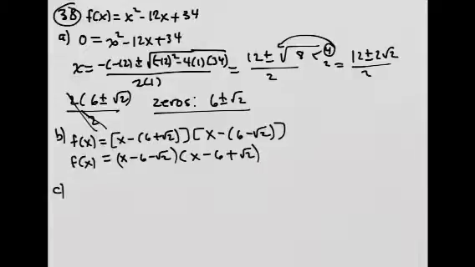And then for C, they want you to identify the x-intercepts. So because these are real numbers, 6 plus and minus radical 2, these are real numbers. So we just approximate them on the number line, and this is where the graph is going to cross the x-axis. So the x-intercepts are 6 plus or minus radical 2.